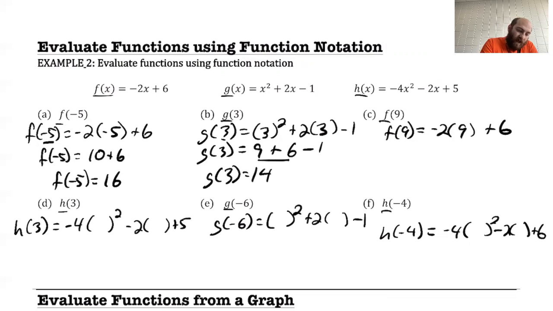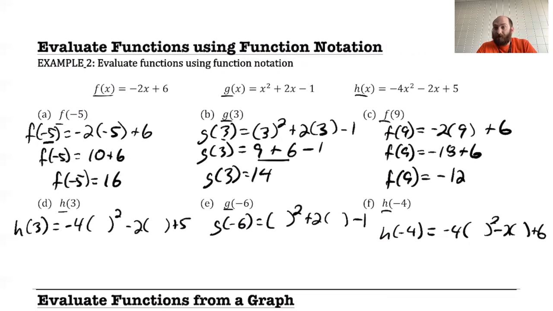F of 9, I'm going to put 9 in my input spot. So f of 9 is equal to a -18 plus 6. F of 9 is going to give me a -12.